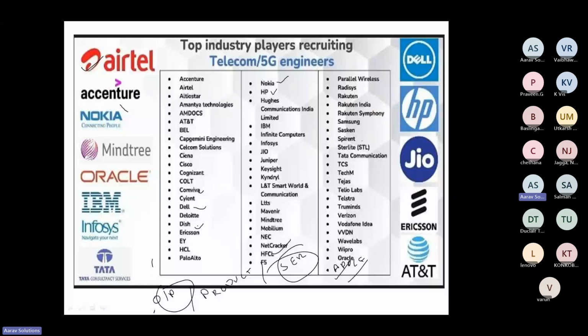Maybe we are missing it. In that case, you can understand we have even more companies than that. Product-based companies are developing some products: again Nokia, Ericsson, Apple, Qualcomm, MediaTek. Others like Parallel Wireless, Radisys, and VVDN are also developing products. Verizon is an operator.